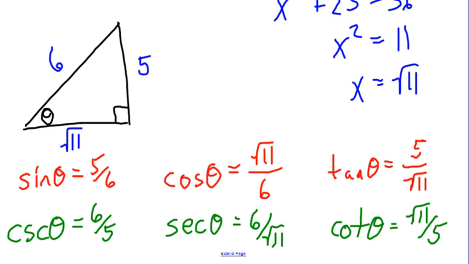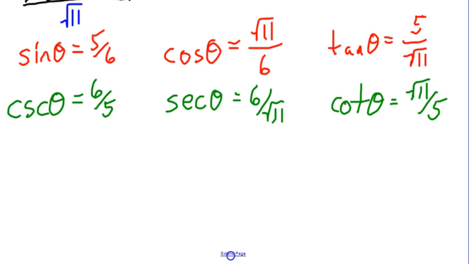So if we have one trig ratio that we're given, we can construct a right triangle to give us an idea of what we're looking at, find the missing side length, and then using SOHCAHTOA and our reciprocal properties, we can find all 6. One thing I'm going to talk about quick, when you're checking answers in the back of the book. Let's just say we look at secant of theta equal to 6 over radical 11.